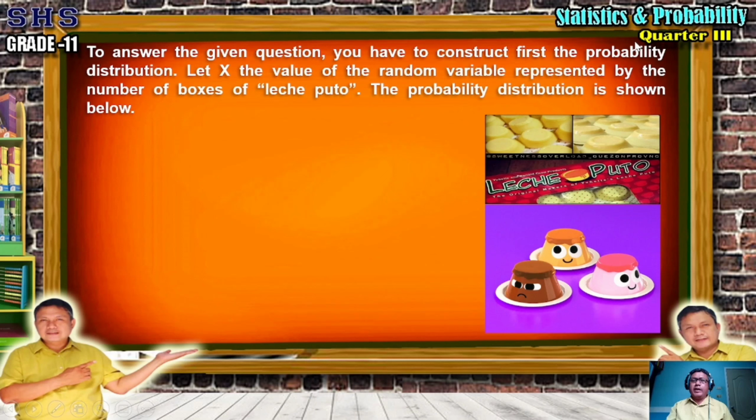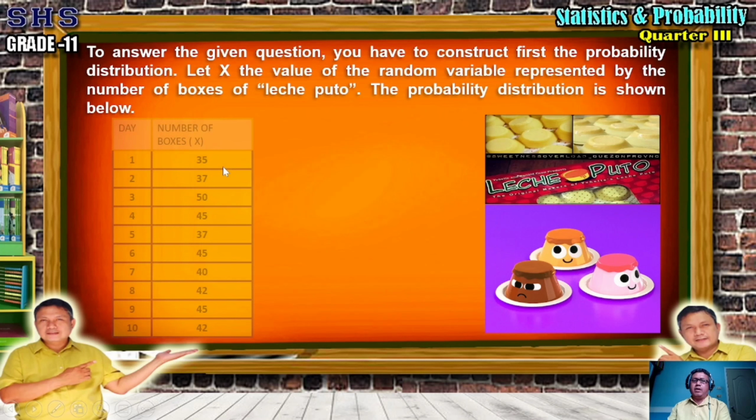So, let x, the value of the random variable represented by the number of boxes of leche puto. The probability distribution is shown below. By the way, class, ito yung given, di ba? Now, paano po tayo magko-construct ng probability distribution? Based dun sa example natin before, sa lesson number 4, ang gagawin natin, let us count the number of boxes. Okay, so, ano po ang gagawin natin?